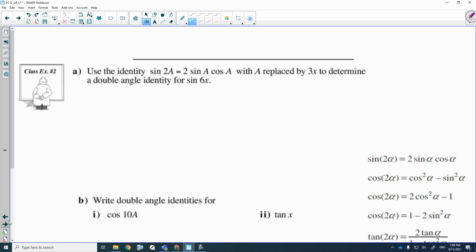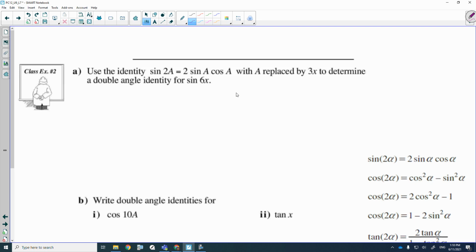Let's now move on to the workbook. So the workbook, we're going to do class example 2 and then finish off with class example 3. What we're going to be doing in class example 2 is learning how to write something in terms of a double angle.